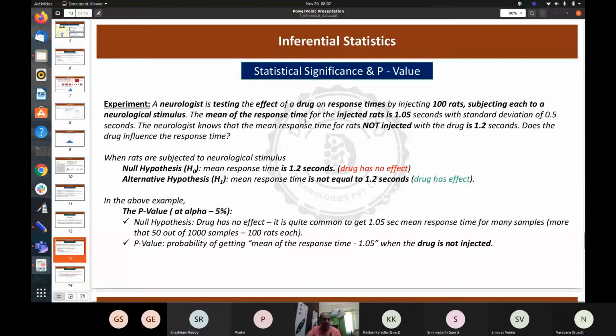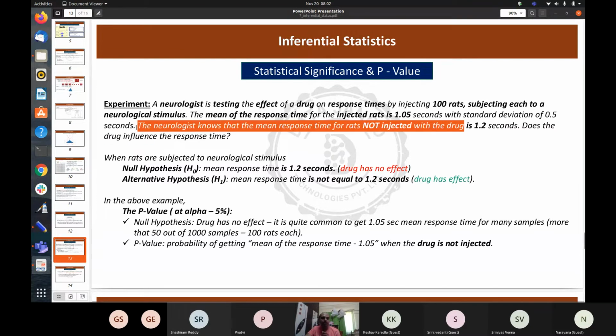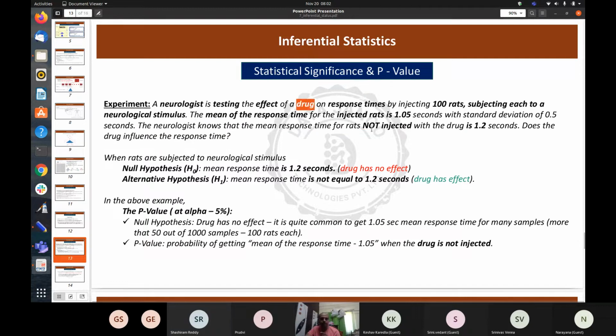The mean response time of the injected rats with the drug and the stimulus is 1.05 seconds, with a standard deviation of 0.5, right? The neurologist knows that the mean response time when not injected, this is the old condition, the existing condition, is 1.2 seconds. What is new here? The drug, right? So does the drug influence the response time? That's the question. The statistical significance test is about the drug only.